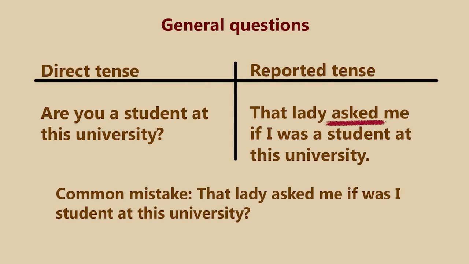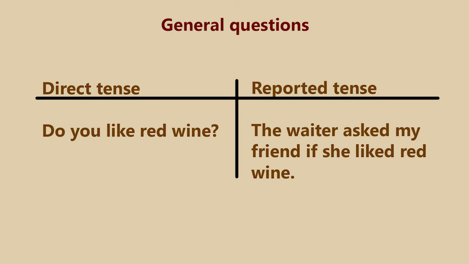Common mistake: "That lady asked me if was I a student at this university." Remember that an indirect question is not a real question, so you don't need to change the subject and verb, and you don't need a question mark. "Do you like red wine?" The waiter asked my friend if she liked red wine. Asked, if, subject and verb. Okay, let's move on.